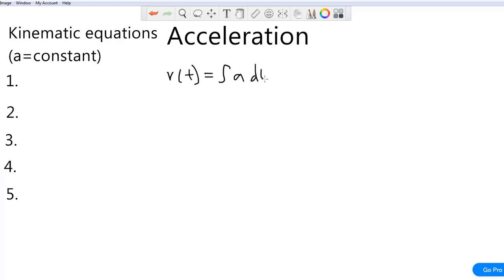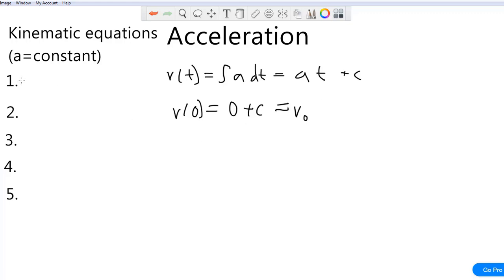So anyways, if we take the integral real quick, it's going to be a t, and then we have a plus c again. So what is that plus c? What happens when we put t equal to 0? We get v of 0 equals 0 plus c. In the end, that's just really the initial velocity, so I'm going to call it v naught. So c is just equal to v naught.